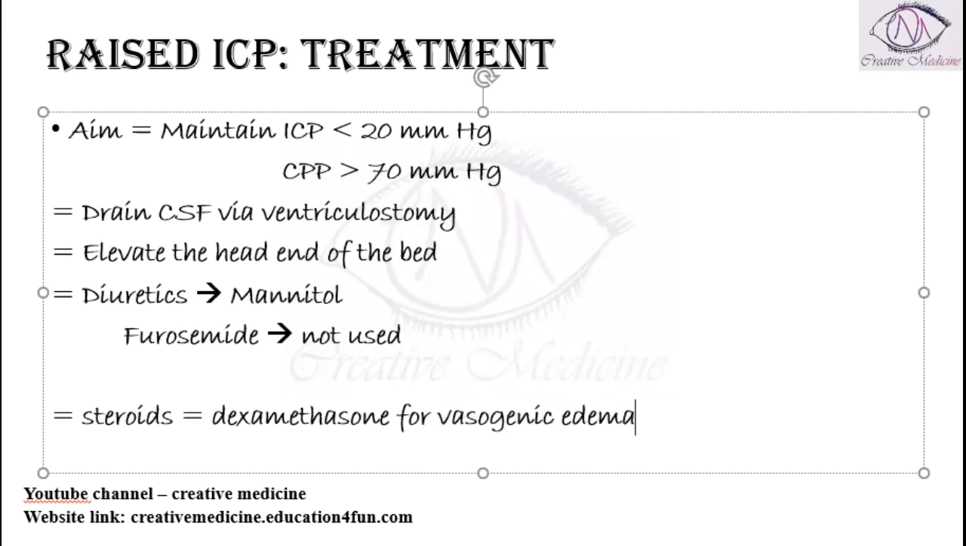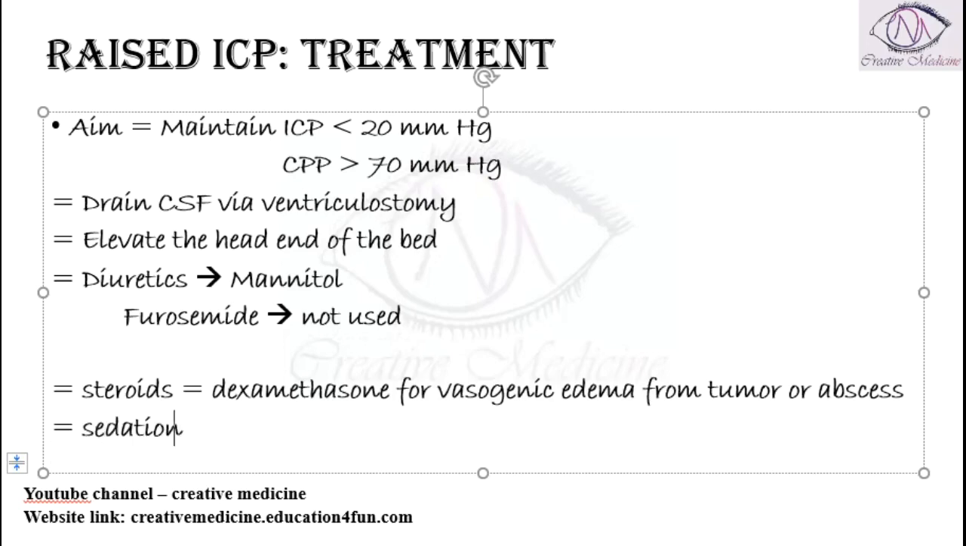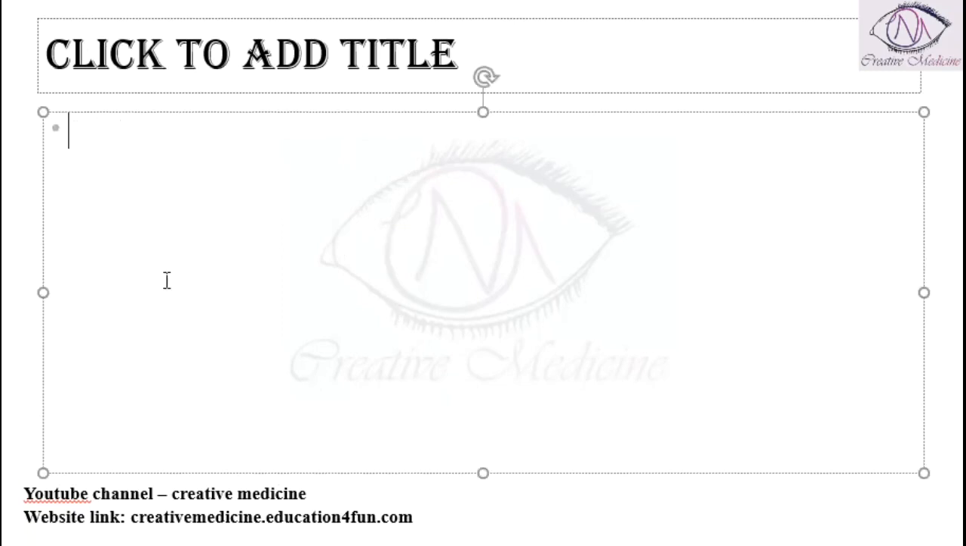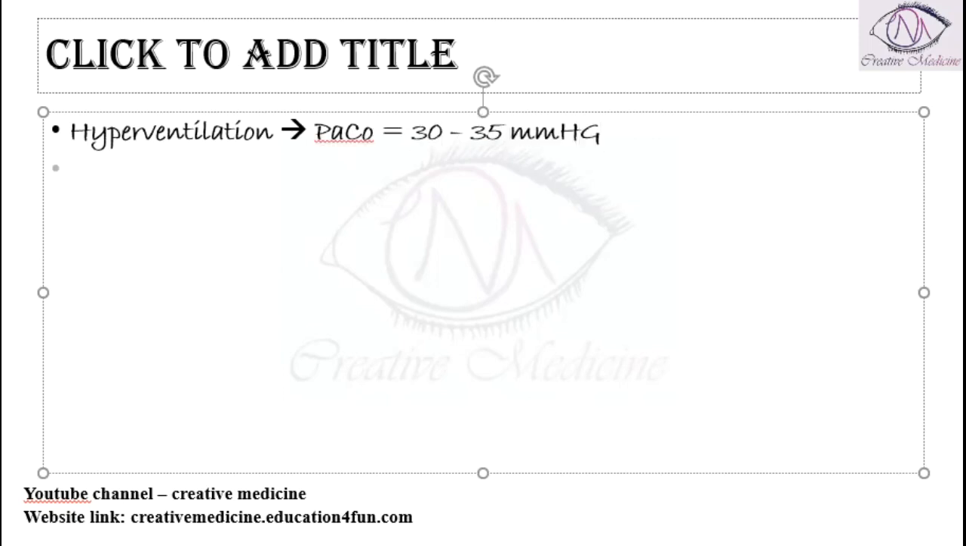If the raised intracranial pressure is due to vasogenic edema from tumor or abscess, then we use steroids. Then we can also do sedation. In sedation we can use morphine, propofol, or diazepam in raised intracranial pressure. Then we can also induce hyperventilation in the patient so that the partial pressure of carbon dioxide is between 30 to 35 millimeters of Hg. Then we can give pressor therapy to the patient.